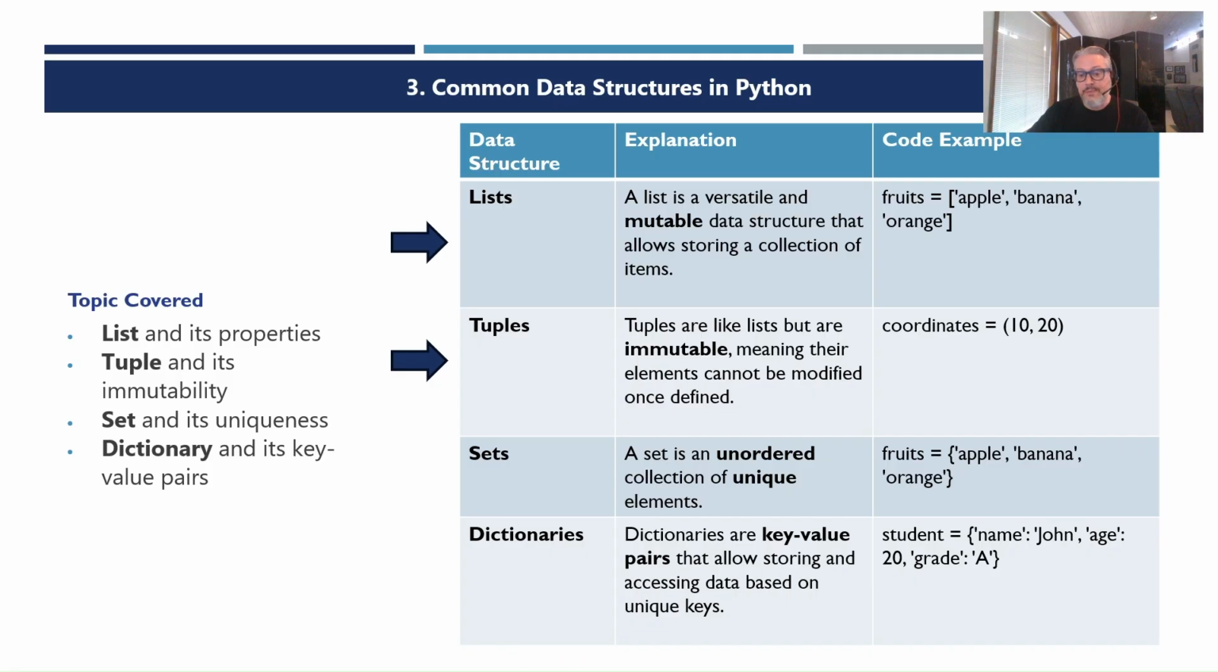Tuples are similar to lists, but are immutable, meaning their elements cannot be modified once defined. Tuples are denoted by parentheses or simply by comma-separated values. They're often used to represent fixed collections of items or as a way to ensure data integrity.